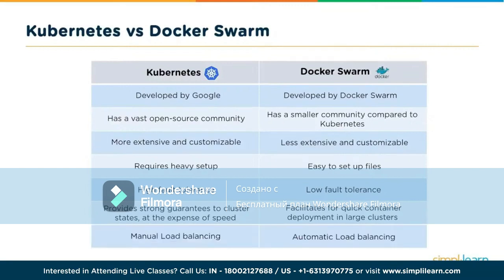Two interesting differences is that with Kubernetes, the load balancing is still manual, and it'll be interesting to watch how Kubernetes matures that skill set. In contrast, load balancing is automatic within Docker Swarm.